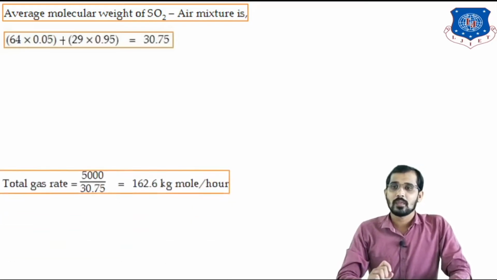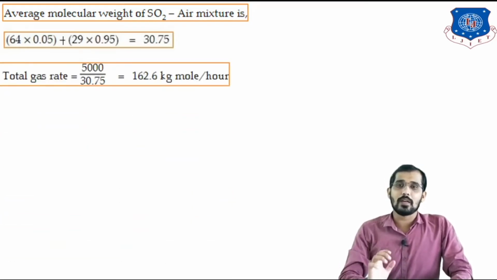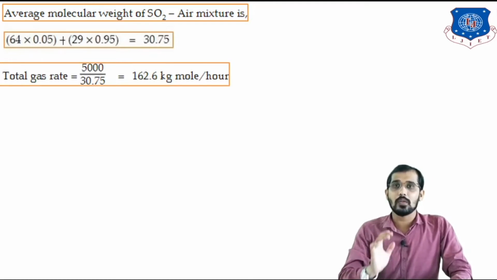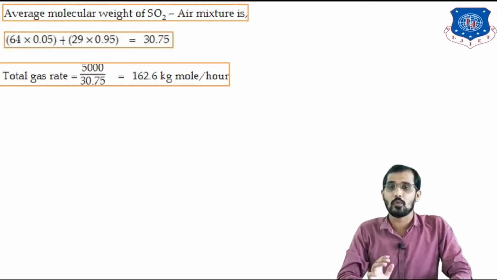You can see here, first of all we have to calculate the average molecular weight of the air mixture containing SO2. That is given by 64 into 0.05 plus 29 into 0.95. What is the meaning of these?